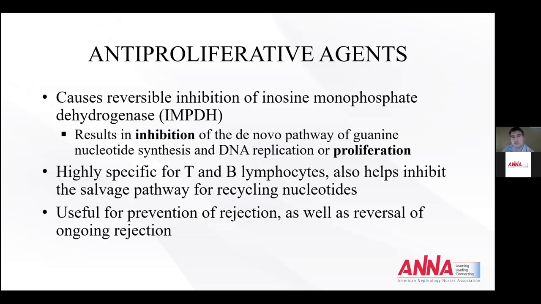Once these T and B cells are destroyed and there are fragments, your immune system and other body systems try to salvage those little nucleotide breakdowns from the DNA and use them right away. So it not only blocks DNA and RNA inside the cells, but it also blocks those nucleotides floating around from the destroyed T and B cells, so that your body can't salvage them and immediately form another response. It's useful for prevention of rejection, a very important one, and it can also cause reversal of ongoing rejection.